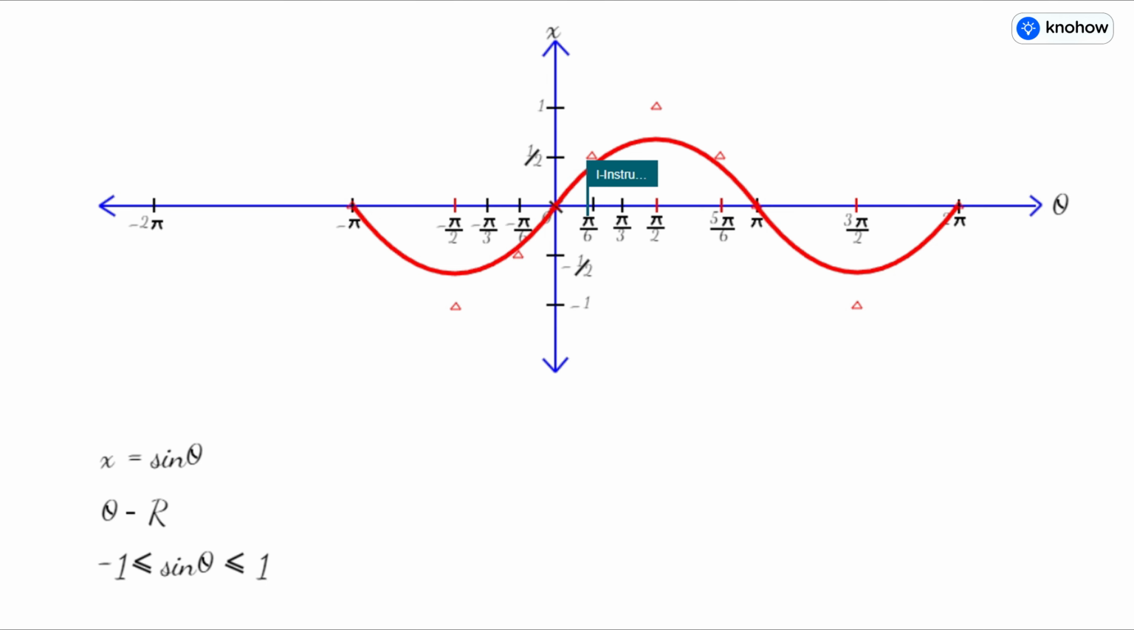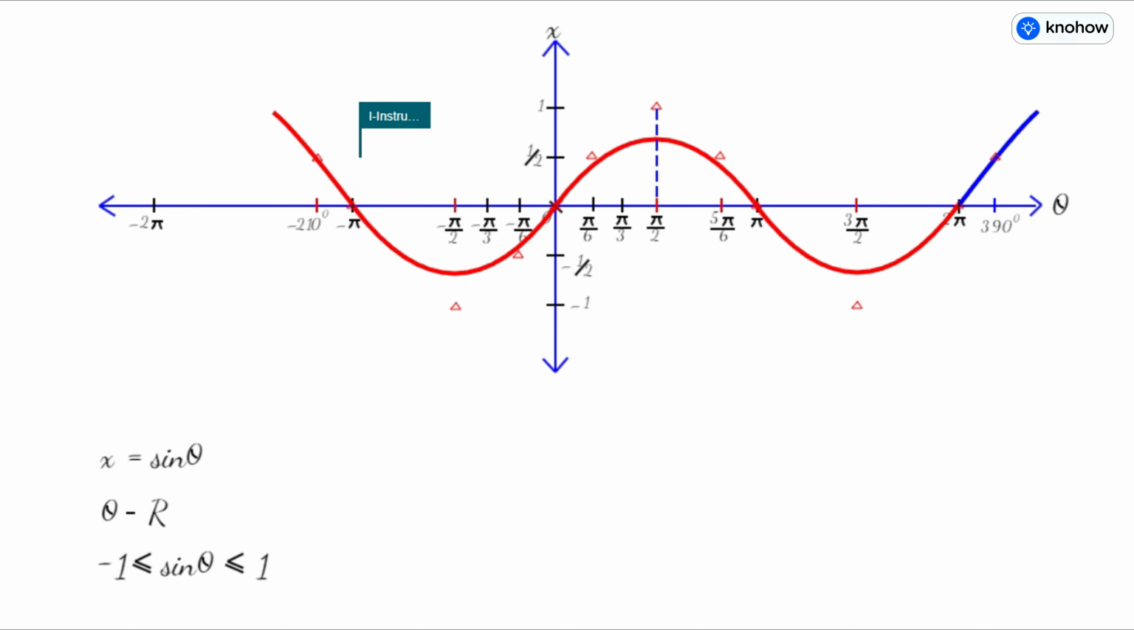I repeat, sine 0 is 0, sine 30 degree is half, sine 90 is 1, sine 150 degree is half again, and so on. And even if I produce it here, the value of sine 390 is half again. And similarly on this side, sine minus 390 degree will be half again.